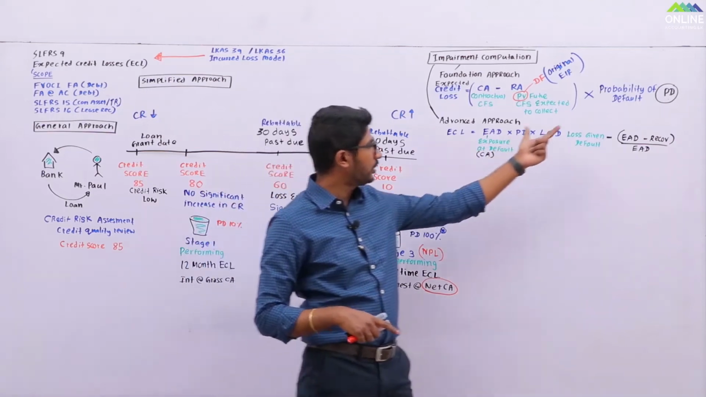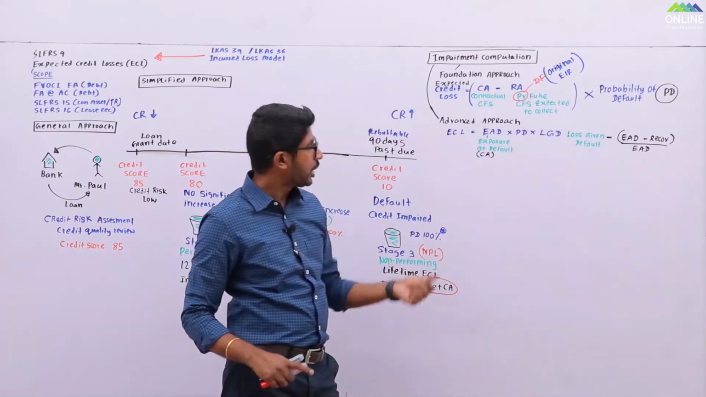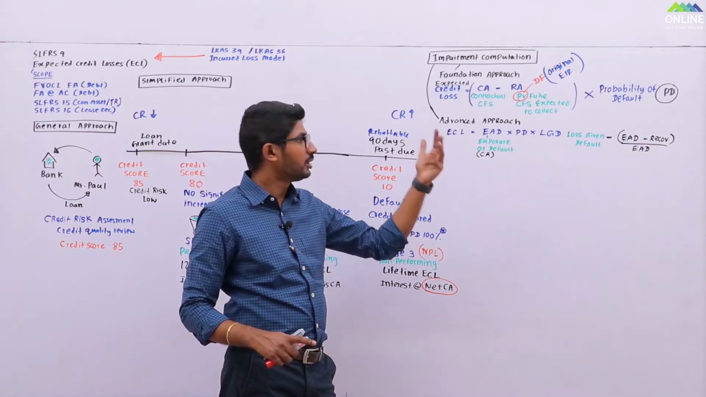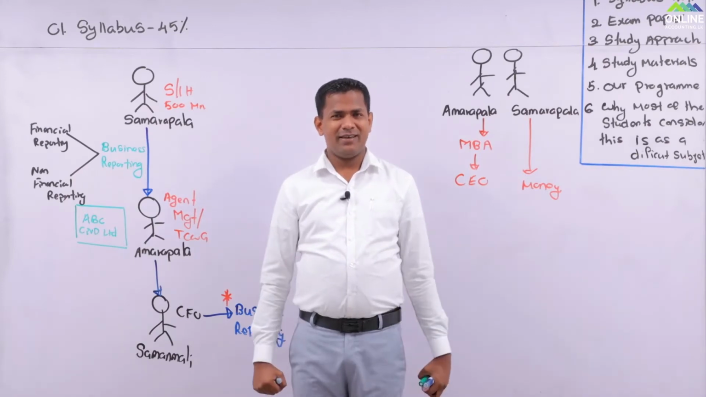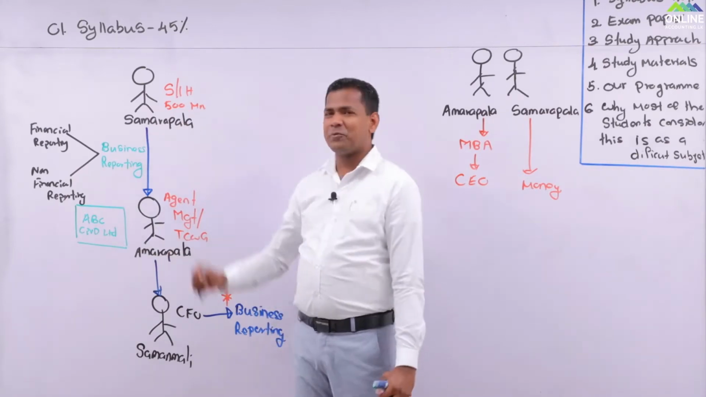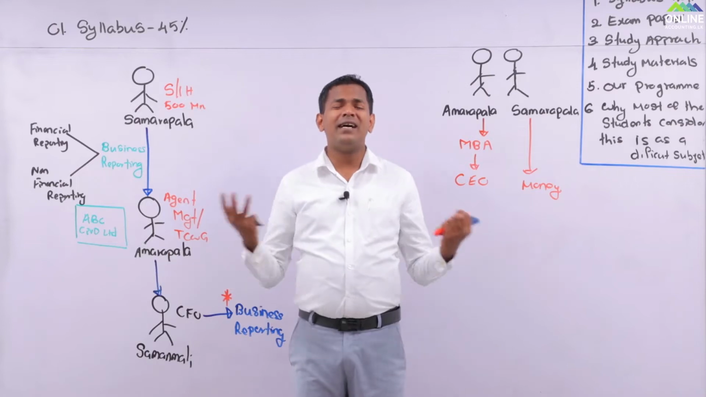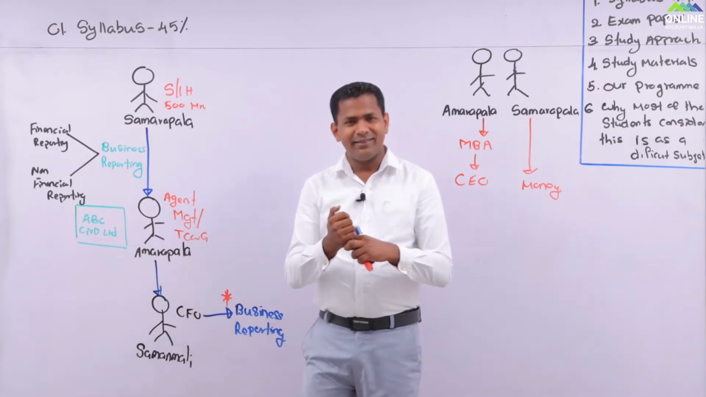When you are determining the probability of default, you have to capture all scenarios. You have to capture time value of money, reasonable and supportable information without undue cost. We should have a variety of knowledge. In enabling the business reporting, the CFO should have learned all these aspects.